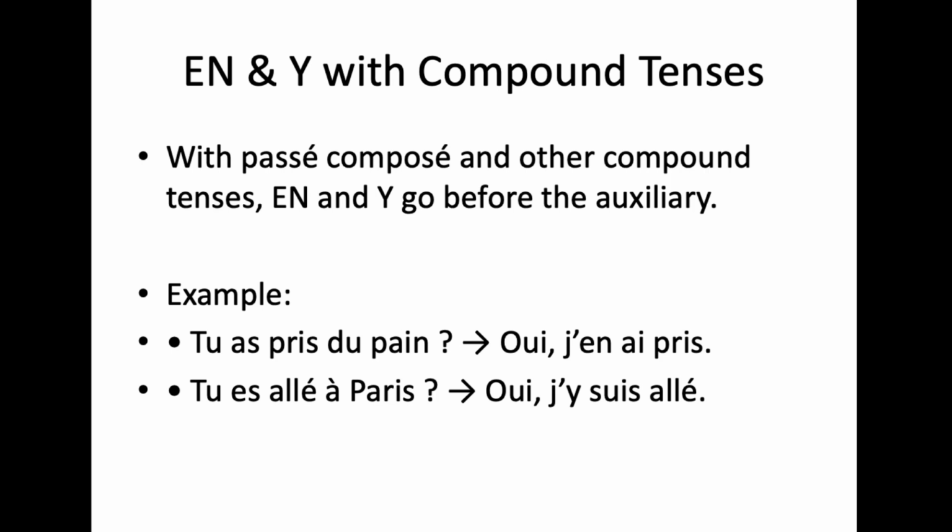Also something very important is the place of the pronouns en and y with compound tenses such as the passé composé, when we have the auxiliary and the past participle. So "Tu as pris du pain? Oui, j'en ai pris." "Tu es allé à Paris? Oui, j'y suis allé." As you can see in these two cases, we always put the pronouns en and y before the auxiliary, ai or suis, and before the past participle. So we have pronoun, auxiliary, past participle. It's just as simple as that.